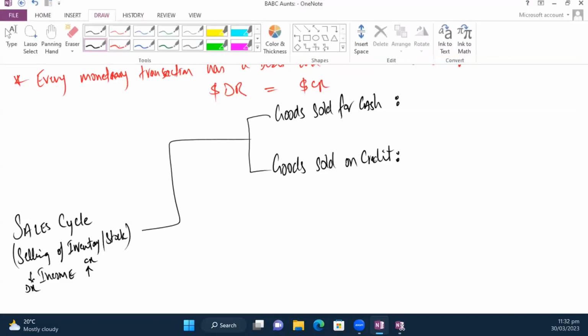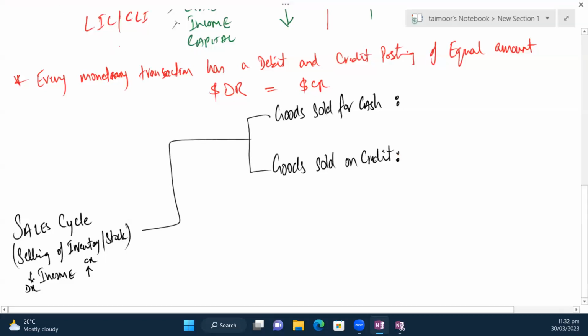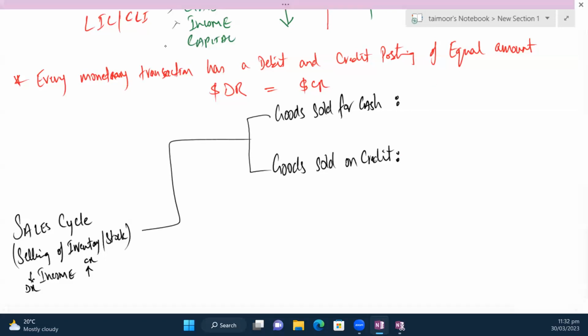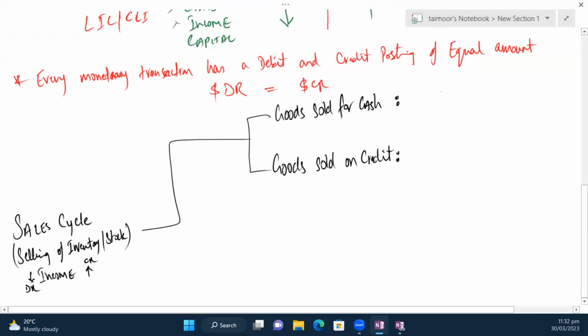So what is the journal entry that you're going to make for goods sold for cash? इसकी journal entry होगी आपकी. क्या journal entry होगी? कोई बता सकता है? It is cash debit and sales credit. Asset increase debit, income increase credit.